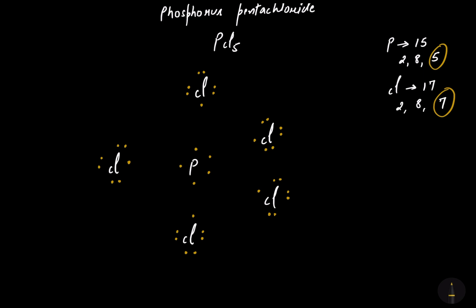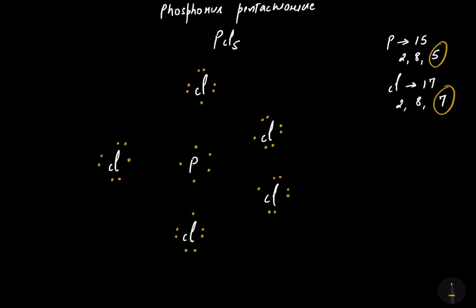Now all the chlorine atoms will make 1-1 bond with phosphorus. So that's the first bond of the first chlorine with the phosphorus. That's our second bond. That's the third bond, fourth bond, and the fifth bond of phosphorus with the fifth chlorine.